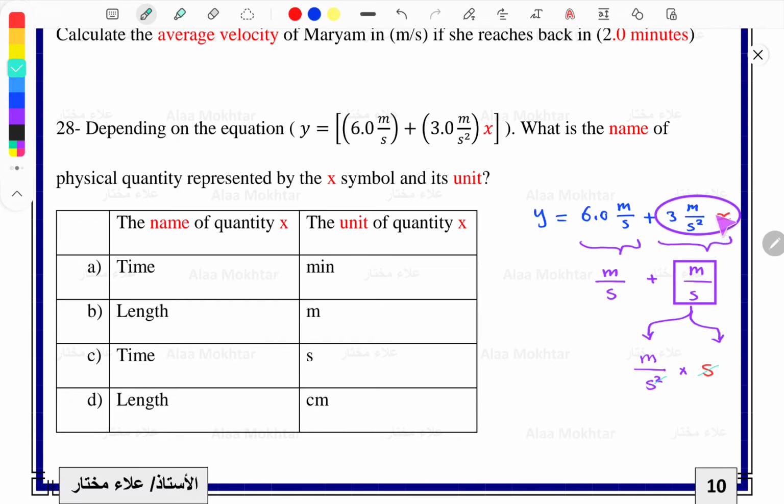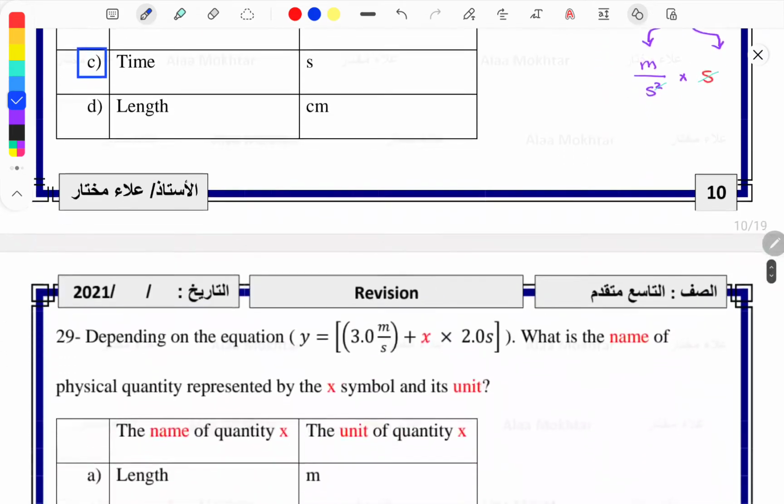Which physics quantity is measured in second? The time. So our answer will be time and the unit will be second. Our answer is number C. Okay, this is our answer. Time, x is time and measured in second.